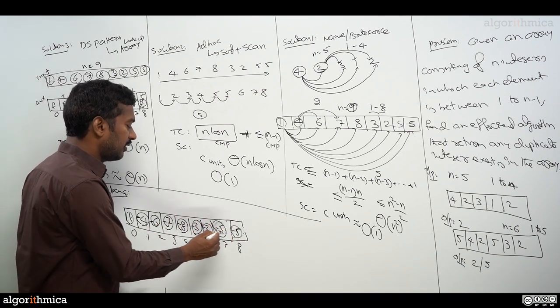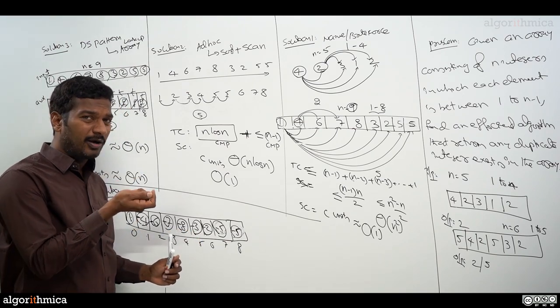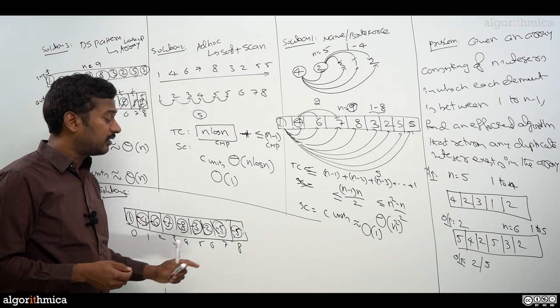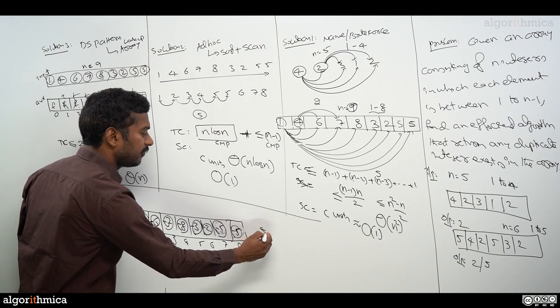Now go to this fifth index, but the value is already negative. That means we have seen 5 already once. Now we are seeing it the second time here. That's why it's a duplicate here. Now return 5 as a duplicate.